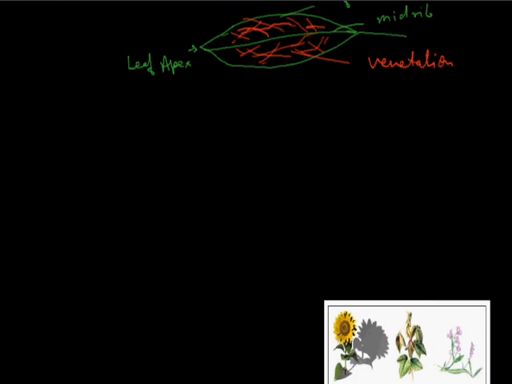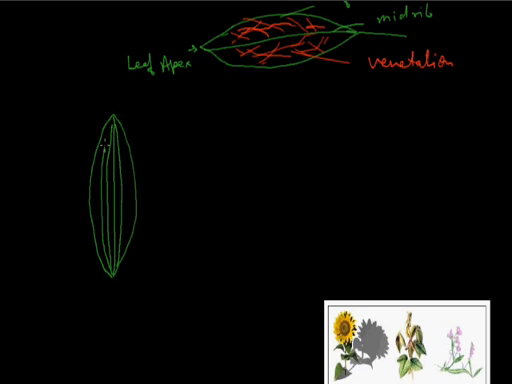In the case of monocot, it has the parallel venation. This is the leaf, and the leaf midrib has the parallel veins. Such type of venation is known as the parallel venation. This is present only in the monocots. Veins are always parallel to each other. So such type of venation we call parallel venation. This leaf has the parallel xylem vessels or parallel venation.